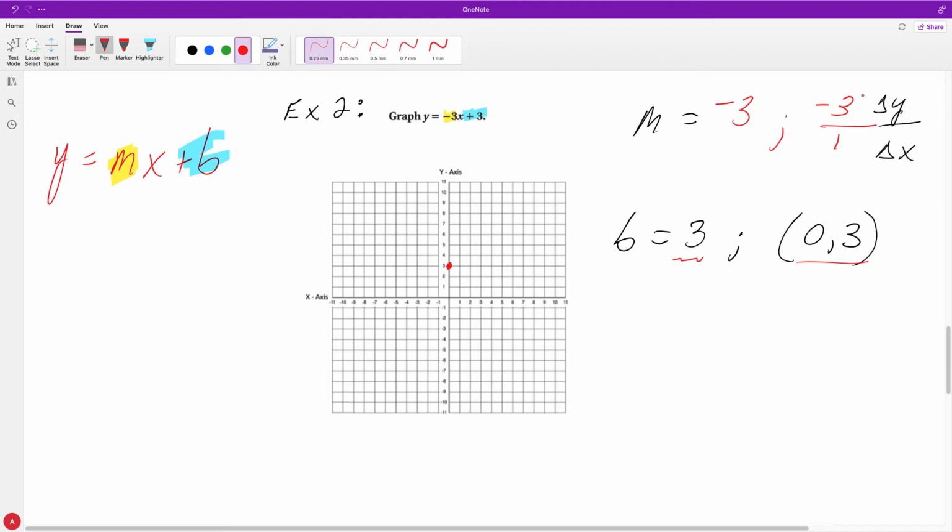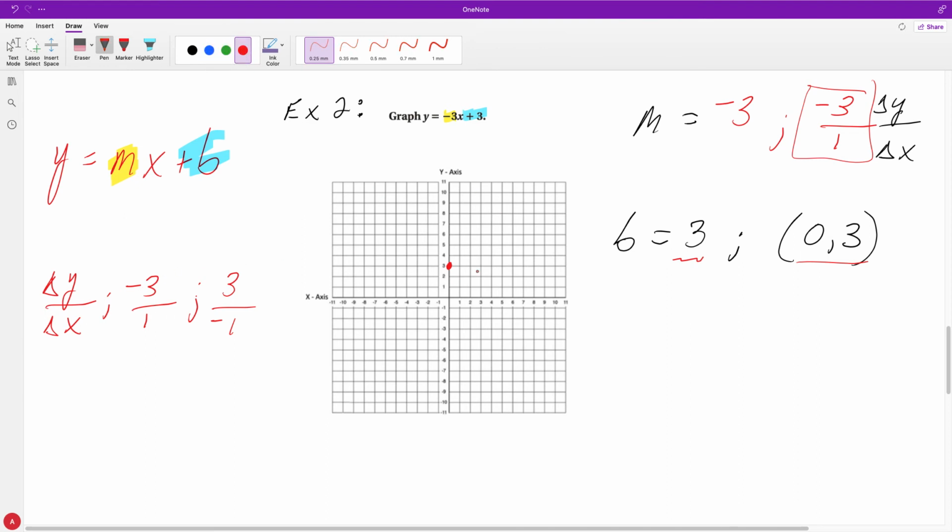So I'm going to go ahead and plot that point (0, 3) of where I'm crossing the y-axis. And then from here, I'm going to use this slope to generate 2 points. I'm going to go in both directions. And remember, we can rewrite it as our change in y over change in x. I can rewrite this as negative 3 over 1 as my slope, and I can also rewrite it as 1 over negative 3. So I can do it in both directions.